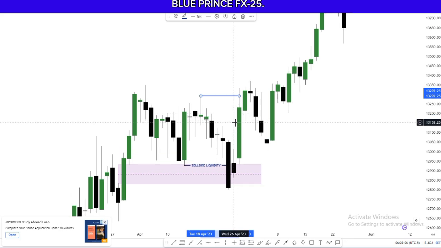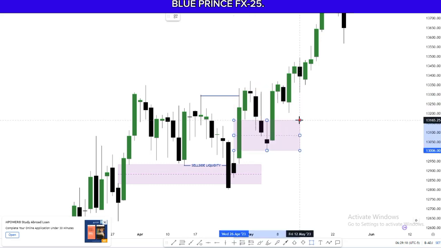Now, the fourth requirement is, is this displacement accompanied by a fair value gap? Yes, we do have a fair value gap here. We have our fair value gap here.